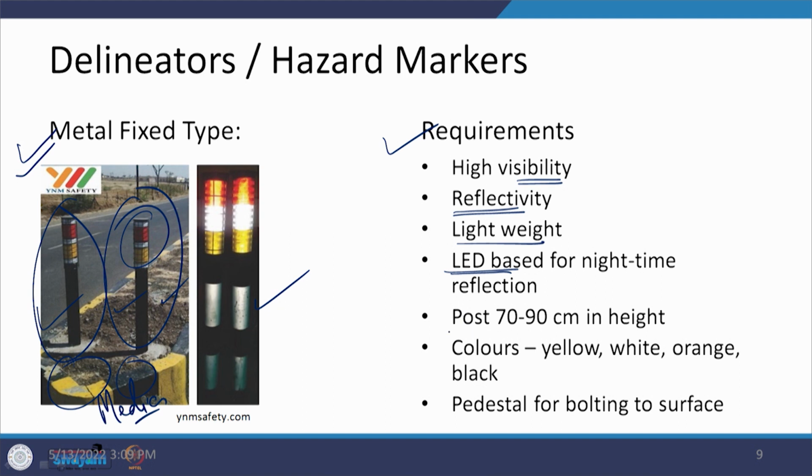If they are in terms of a post, then they should be 70 to 90 centimeters in height. So, this is what we are talking about here. This is 70 to 90 centimeters above the surface, and of course, they are going to be embedded inside. That is how the safety of these things can be ensured. Different colors can be utilized, and these colors are going to depict the condition which is there on a road. And the pedestals for bolting to the surface is another thing, if they have to be fixed in location.